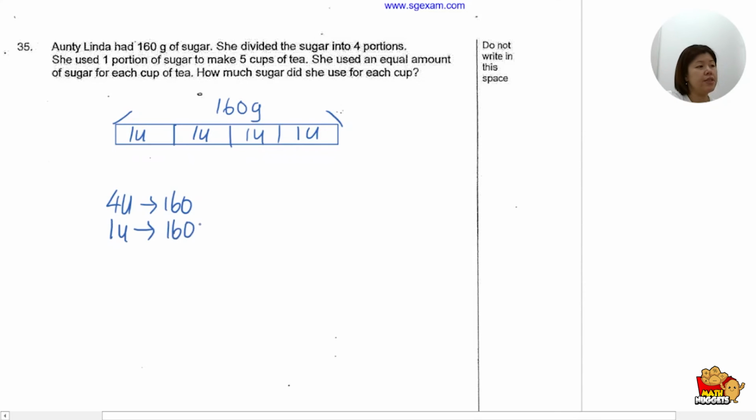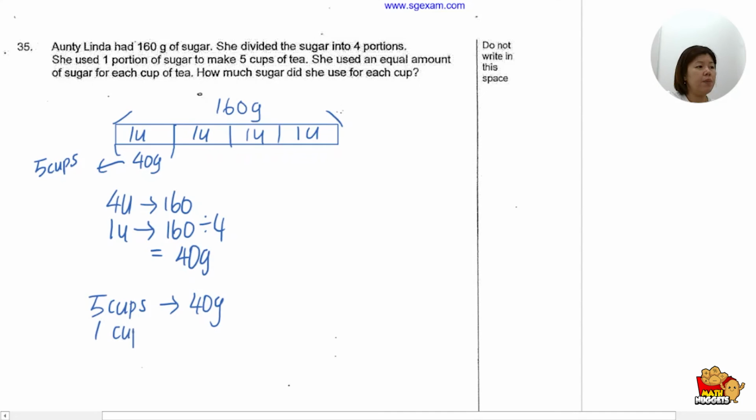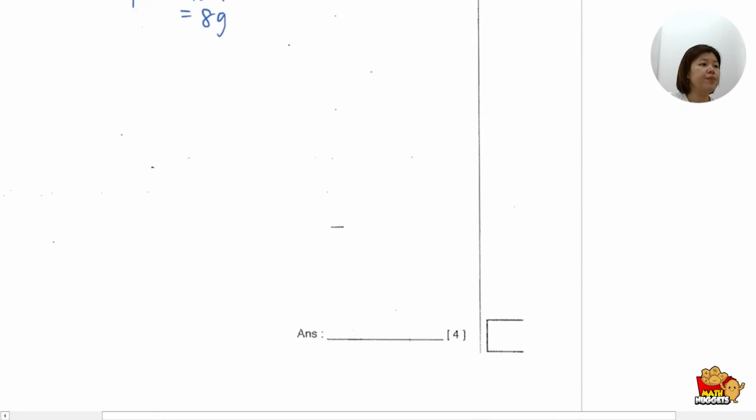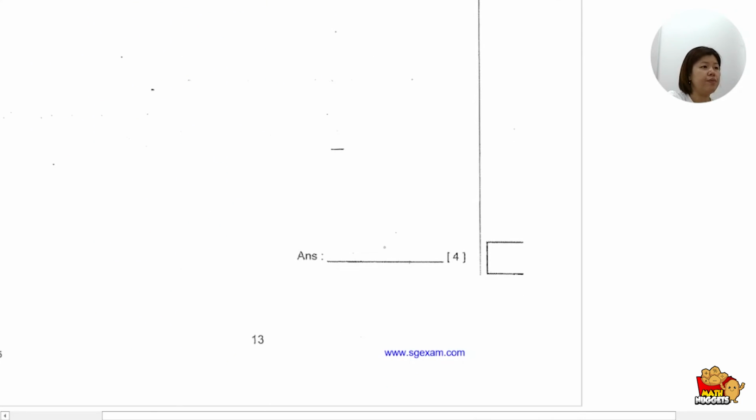So 4 units is actually 160. 1 unit is 160 divided by 4 equals to 40 grams, which she used 1 portion, 40 grams for 5 cups. So 5 cups of tea is 40 grams. 1 cup will be 40 divided by 5 equals to 8 grams.